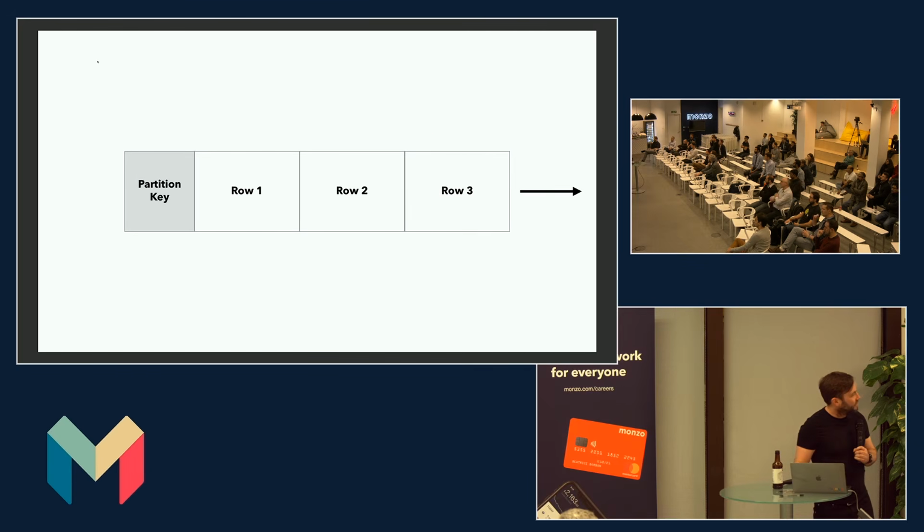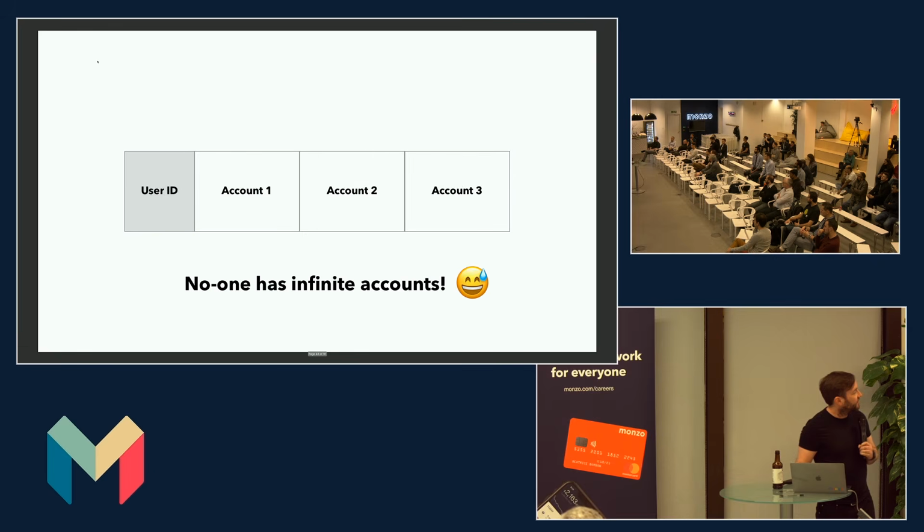And that's cool until this point. Because it's going on one node, your entire partition and all of the rows are going to be stored on one node. So if you are unlucky enough to index a lot of things under one partition key, you're going to end up with one node with all the data, everything else doing nothing, and no ability to shard that again, really. Thankfully, that's not a problem because no one has infinite accounts.